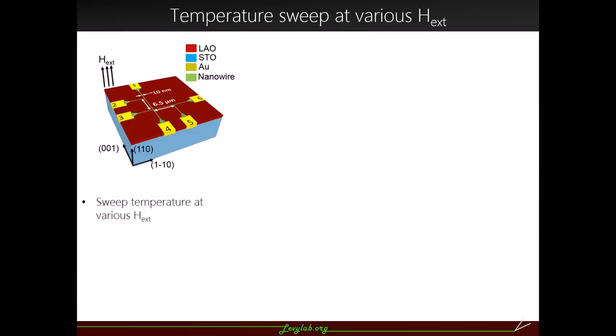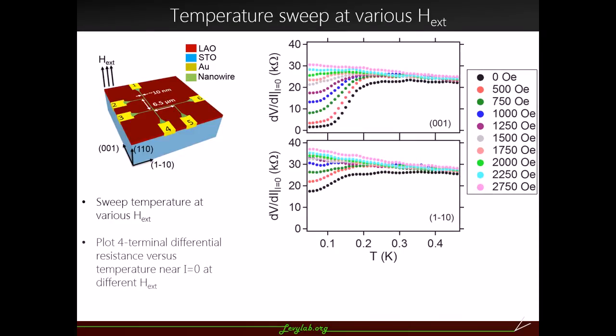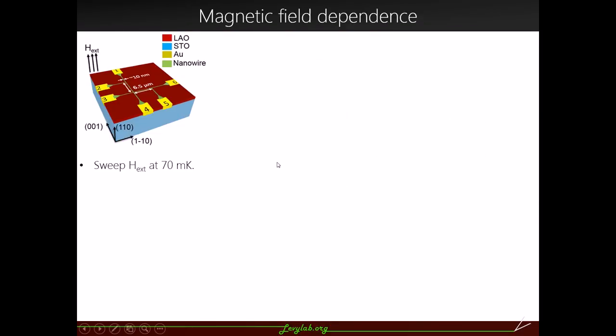We can also turn on the external magnetic field and sweep the temperature at a certain external magnetic field. So here again, we plot out the 4-terminal differential resistance versus temperature near zero bias under different magnetic fields, and we can see as the out-of-plane magnetic field gets higher, the superconductivity transition disappears, and also the upper critical field is different for the 001 and 1-10 cases.